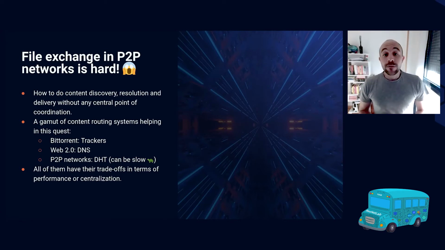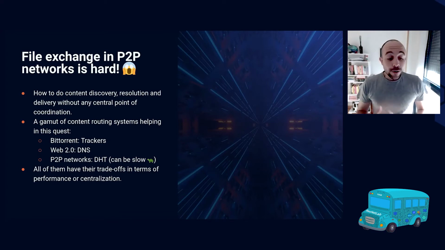We have the example of Web 2.0, where we have the DNS system in order to find out the servers, and the addresses of the servers, that are storing the content that we're interested in. And then we have the case of peer-to-peer networks, where we have the DHT as a directory and a way of finding what peers in the network are storing the content that we're interested in.